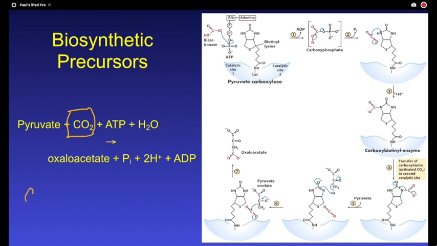CO2 is dissolved in water. How much CO2 can you dissolve in water? What's the solubility of the gas? A lot or little? How much gas can you dissolve in it? Actually, not a lot. So what happens is CO2 actually reacts with water to make a theoretical H2CO3. Okay? This molecule has never been isolated.